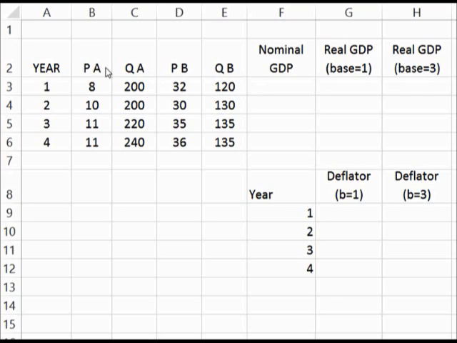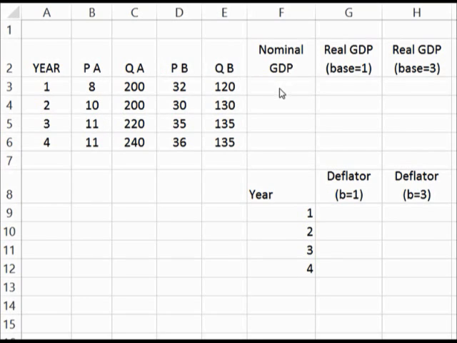Up in the left-hand corner here, this is done on an Excel sheet, so there are letters across the top and numbers across the left side as cell references. There's a grid of prices and quantities. We've got two products here, product A and product B. And in 4 years, we have the price of product A, 8, 10, 11, 11, quantity of product A, and then price of product B and the quantity of product B.